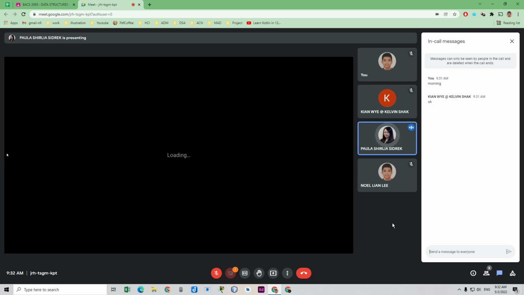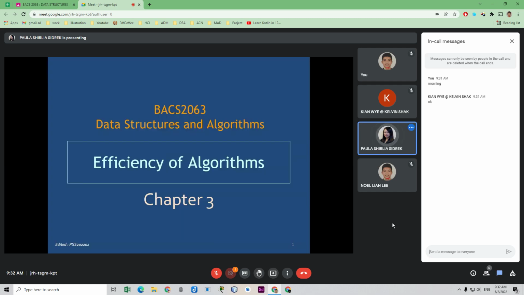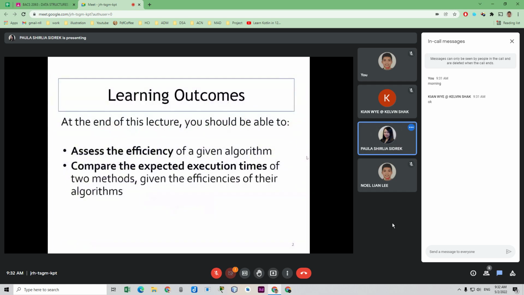This one is basically chapter 3. Yeah, there's a lot of slides. So learning outcome: by the end of this chapter you should be able to at least see and assess the efficiency of a given algorithm. Number 2 is you should be able to compare the expected execution time of 2 methods given the efficiencies of each of the algorithm.